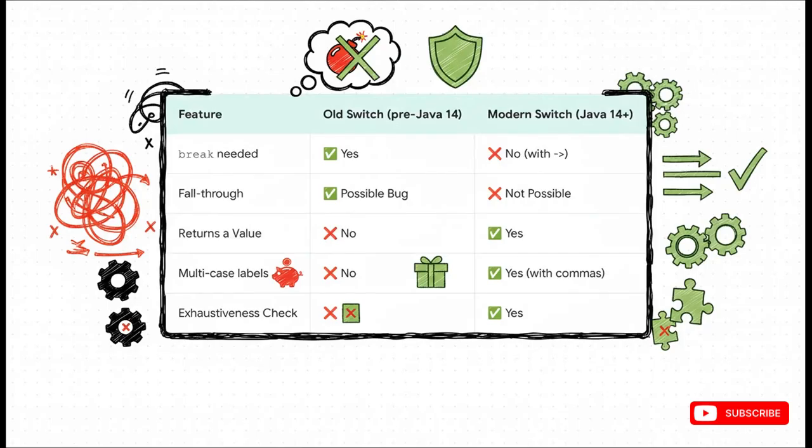And this final scorecard really just says it all, doesn't it? The modern switch is a total knockout. No more mandatory break statements. That fall-through bug is a thing of the past. You can return values directly. You've got these clean multi-case labels, and you have the compiler watching your back. It's just a fantastic evolution of a classic language feature.